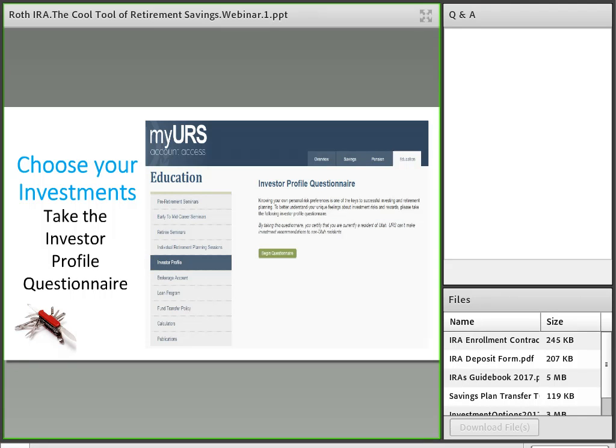So we highly recommend that you do that. Those are archived down there at the bottom on the main screen. So again, those are the 3 ways to pick that target date fund.